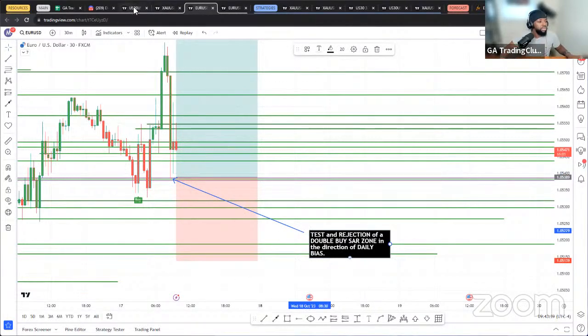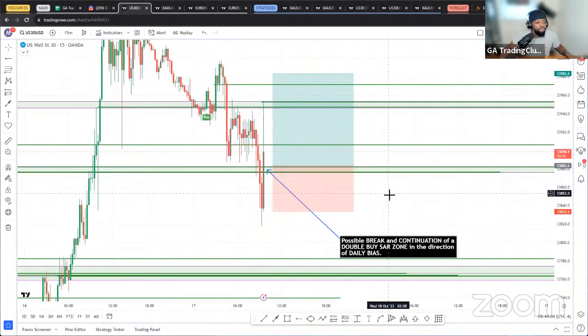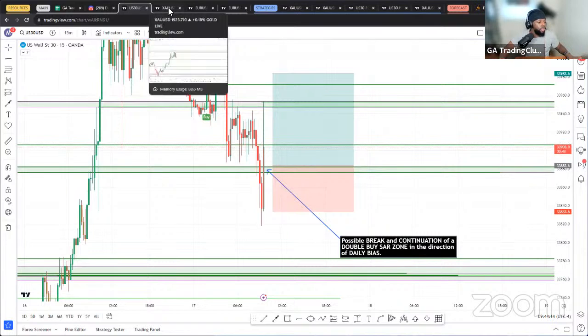See, so we have our trade setup. What else? I feel like I'm missing something. All right. I want to check something with the rejection indicator.